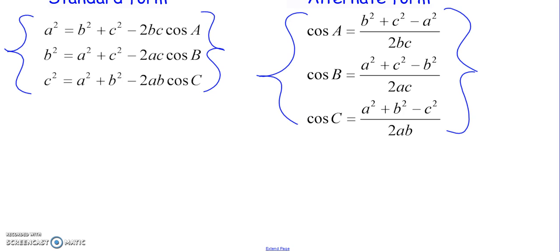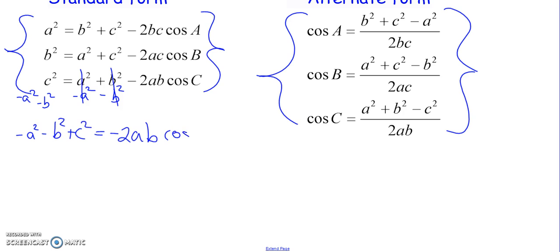What I mean by that is if I take this formula right here, I'm going to subtract a squared from both sides. I'm going to subtract b squared from both sides. And what I'm left with is these would cancel. Negative a squared minus b squared plus c squared equals negative 2ab cosine C.